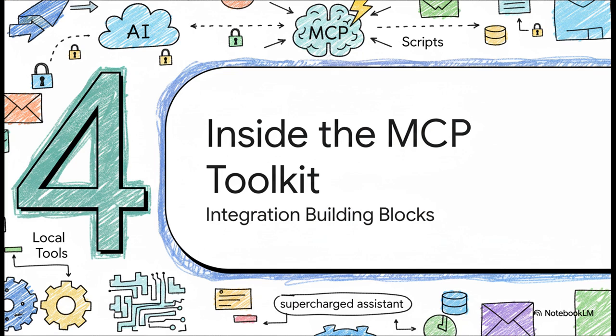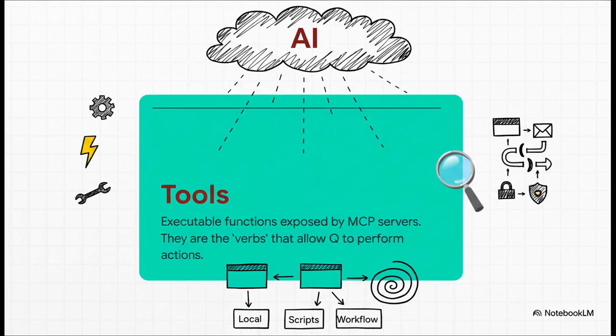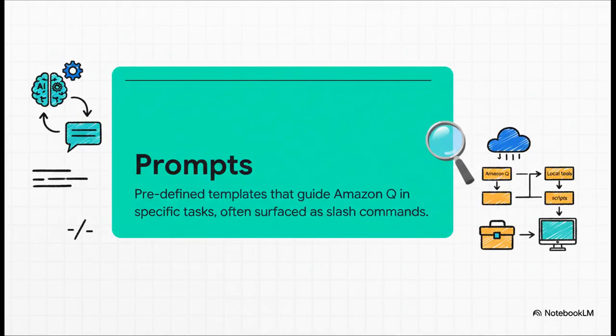All right, let's peel back another layer and look at the core concepts that make all of this possible. These are the fundamental building blocks you'll be using to create your own custom integrations. First, we have tools. These are the actual functions that can be executed. You can think of them as the verbs of your integration. They are the specific actions that you're giving Amazon Q permission to perform, like running a certain script or querying an API.